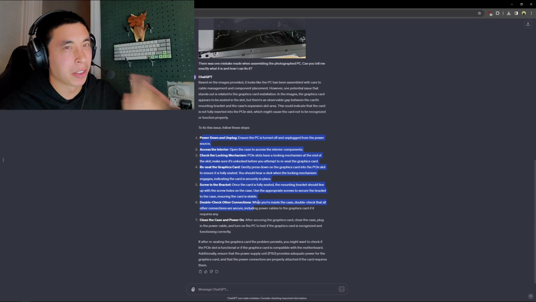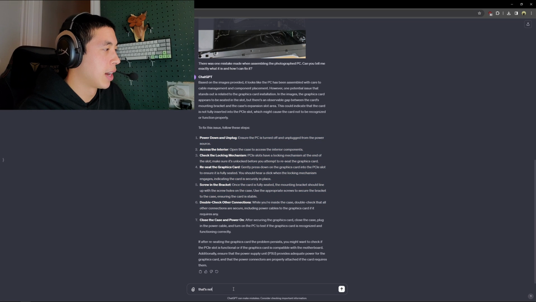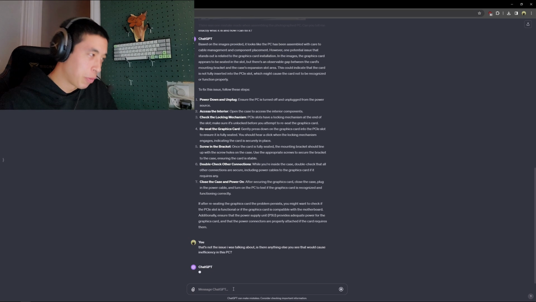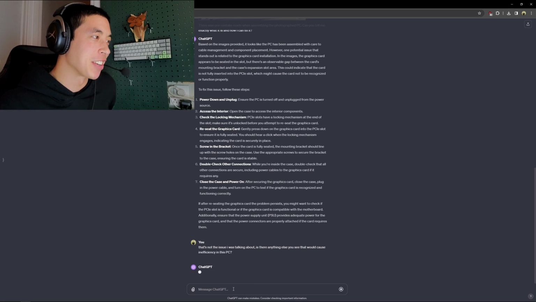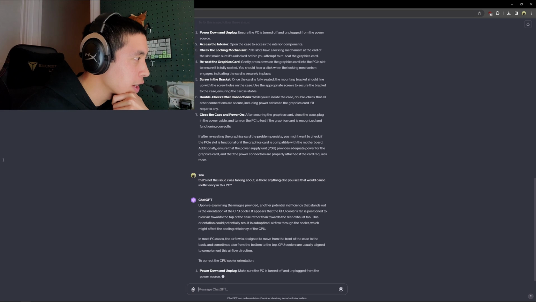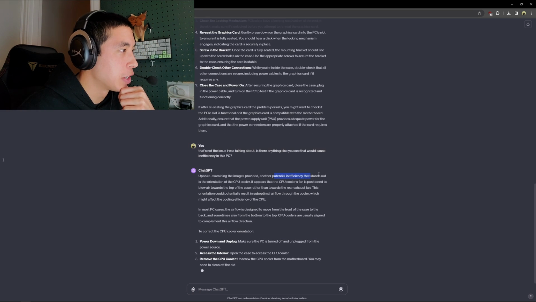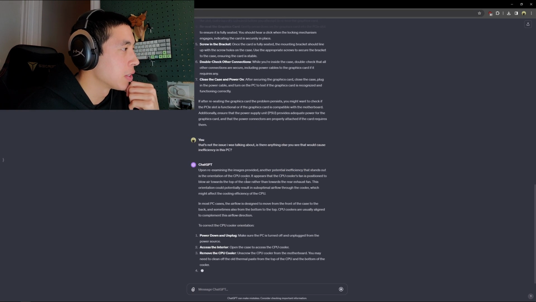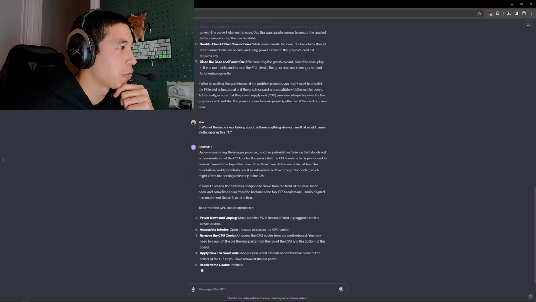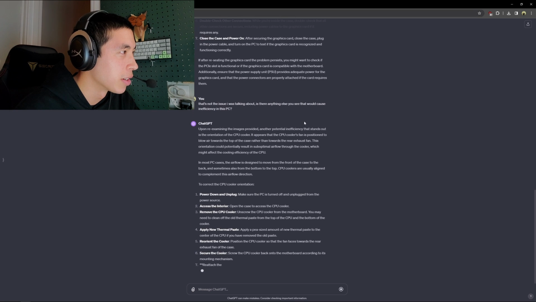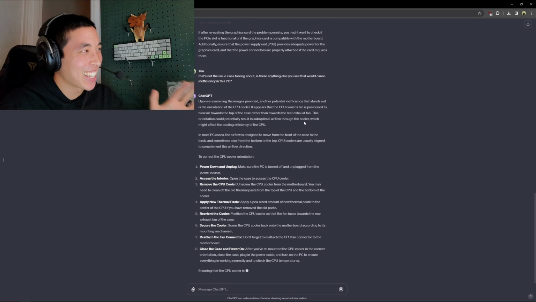And then it just tells us exactly how to plug it in. All right, I'm gonna push this a little bit further and say that's not the issue I was talking about. We'll see if we can kind of nudge it in the right direction. Oh my gosh, okay, it is talking about the CPU cooler. Another potential inefficiency that stands out is the orientation of the CPU cooler. It appears that the CPU cooler's fan is positioned to blow air towards the top of the case rather than the rear exhaust fan. Okay, this is like tickling the solution.